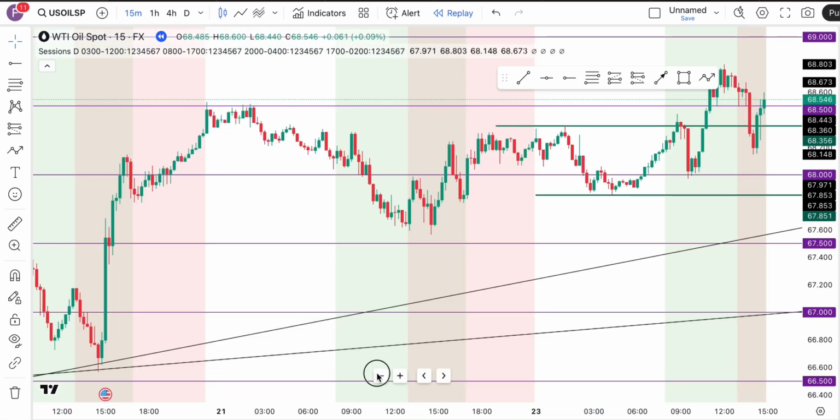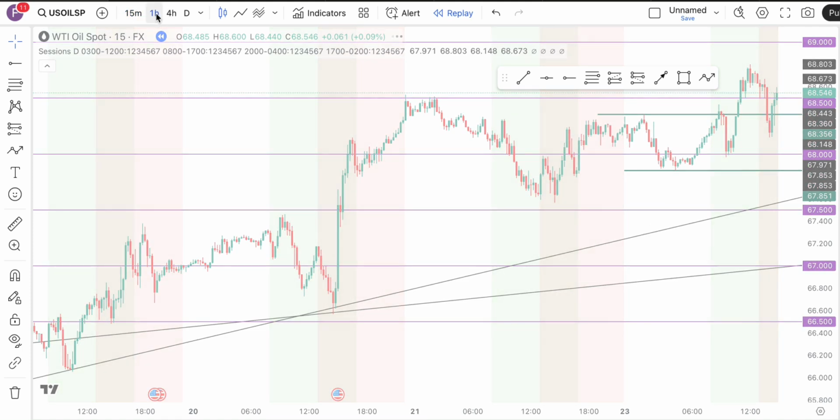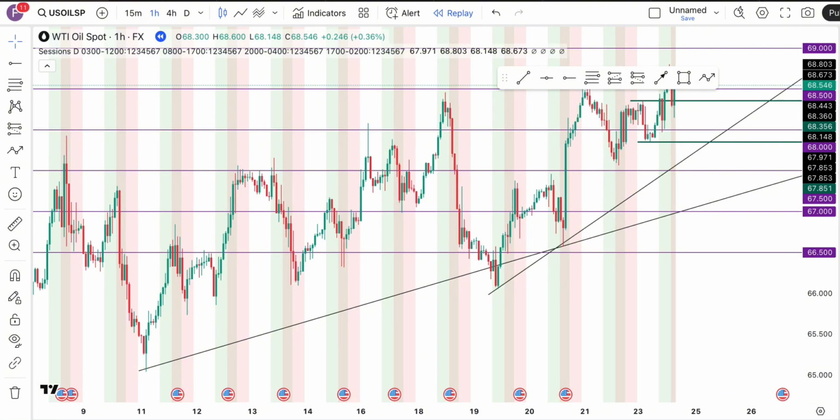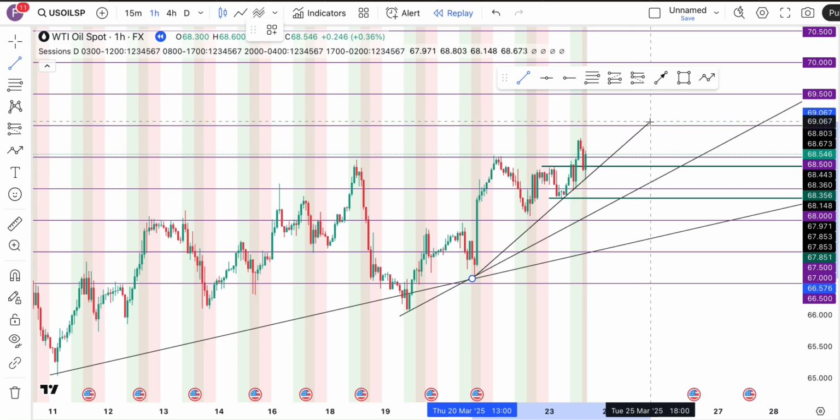So let's go to 15 minutes. Okay, let's go to H1 to see if there's any trend line we might be missing. Yes, I'm seeing a semblance of a trend line right there. So let's see, this looks like a trend line right here.